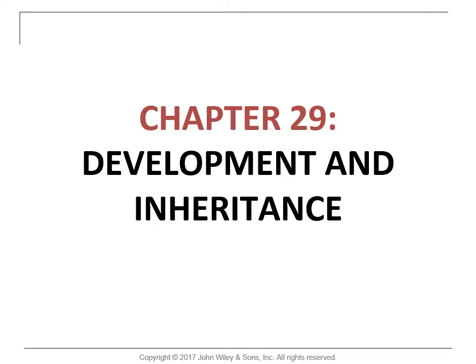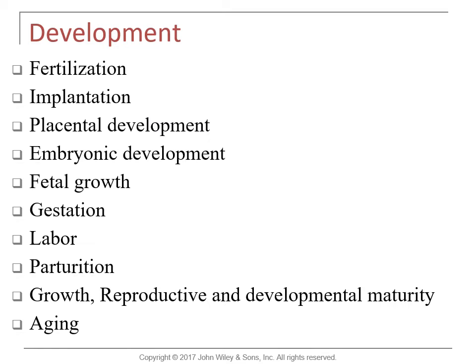Hello everyone, today we're going to cover chapter 29, Development and Inheritance. In this chapter, we will study the sequence of events from the fertilization of a secondary oocyte by a sperm cell to the formation of an adult organism. In particular, we will focus on the developmental sequence from fertilization through implantation, embryonic and fetal development, labor, and birth. We will also examine the principles of inheritance, which is the passage of hereditary traits from one generation to another.